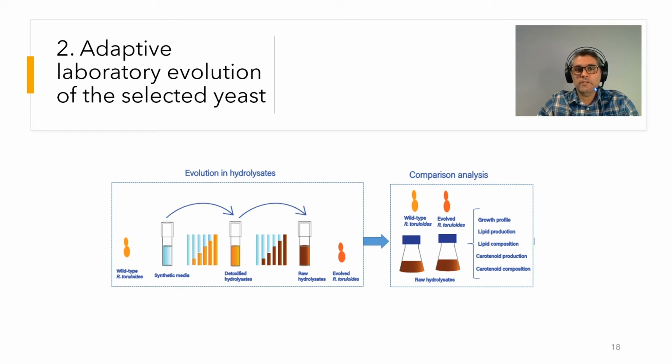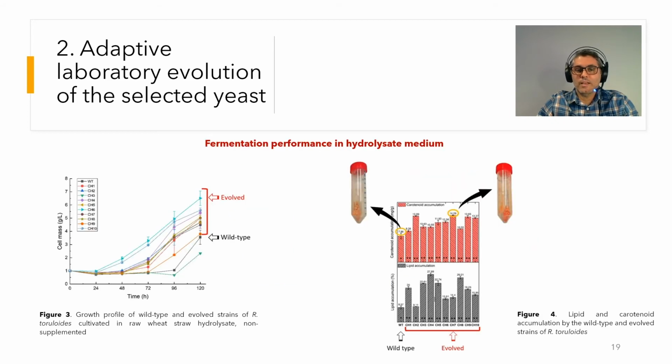To obtain different concentrations of inhibitors for the experiments, the hydrolysate was diluted with synthetic medium composed of the same amount of sugars. The growth profile, lipid and carotenoid production of wild-type and evolved strains were then compared. The evolved strains present better performance to grow in hydrolysate medium, with a significant reduction in their lag phases and improved ability to accumulate lipids and produce carotenoids when compared to the wild-type starting strain.